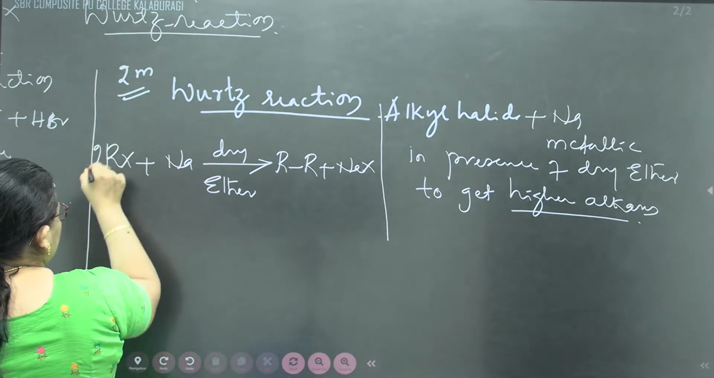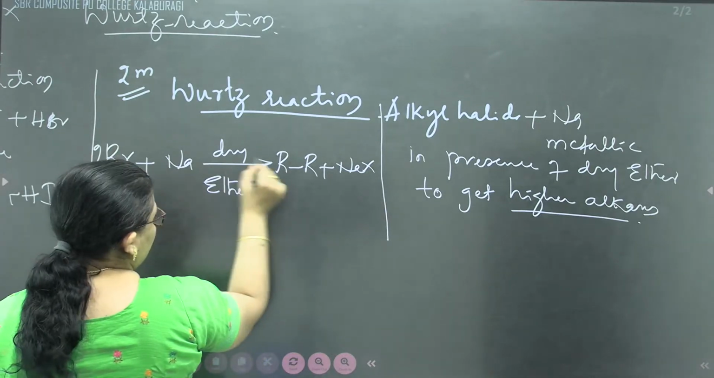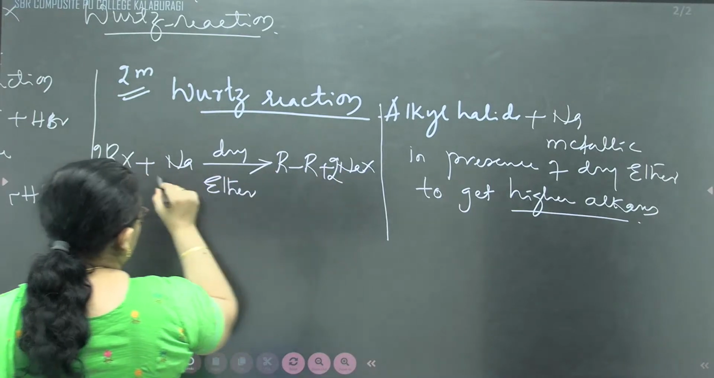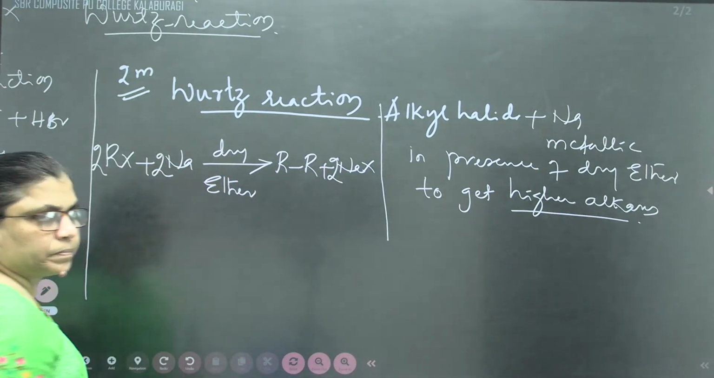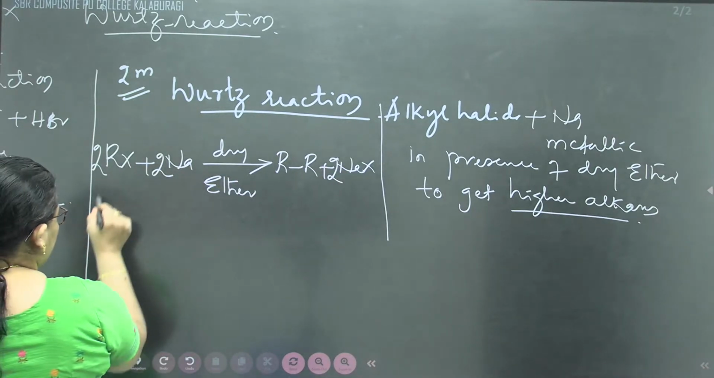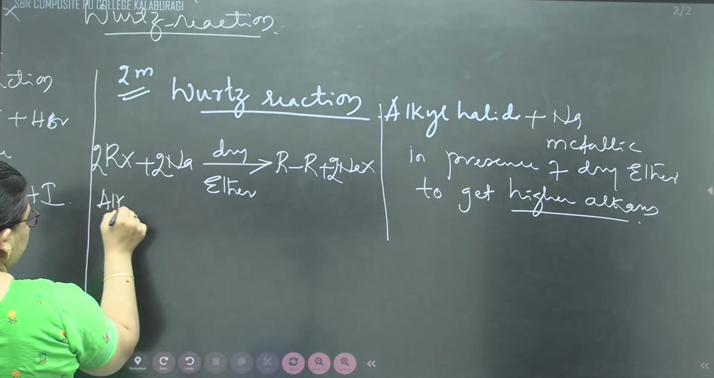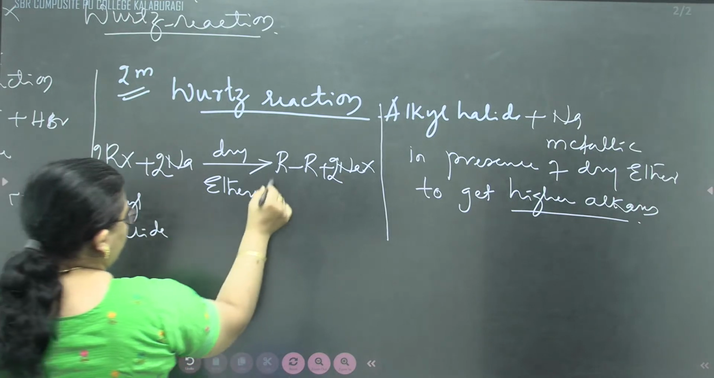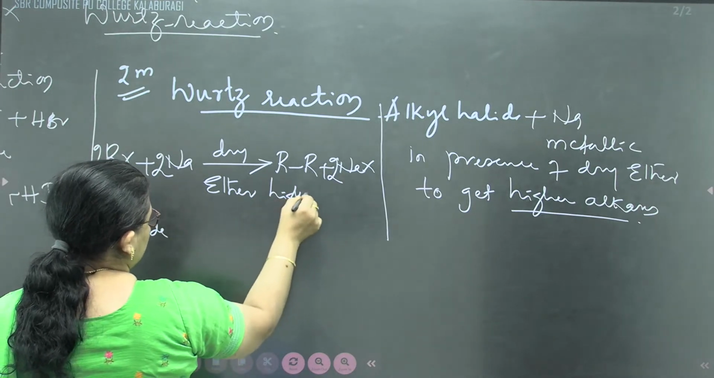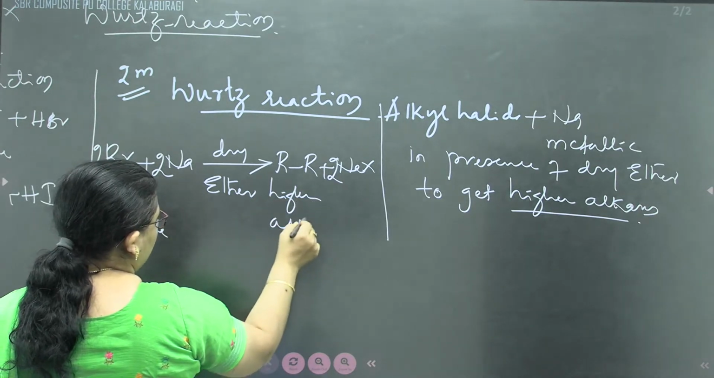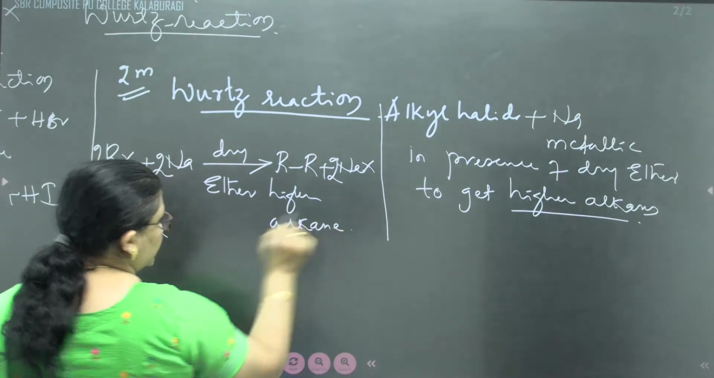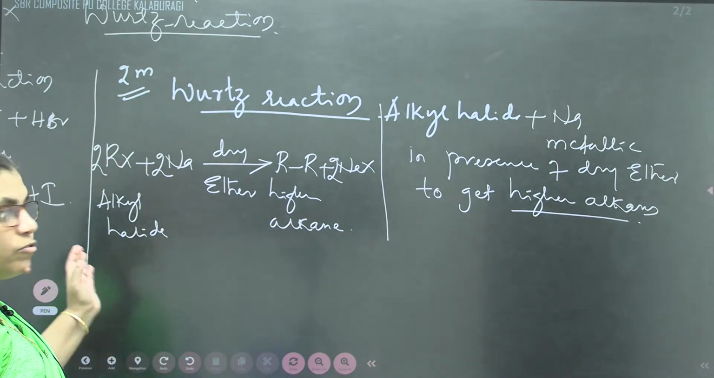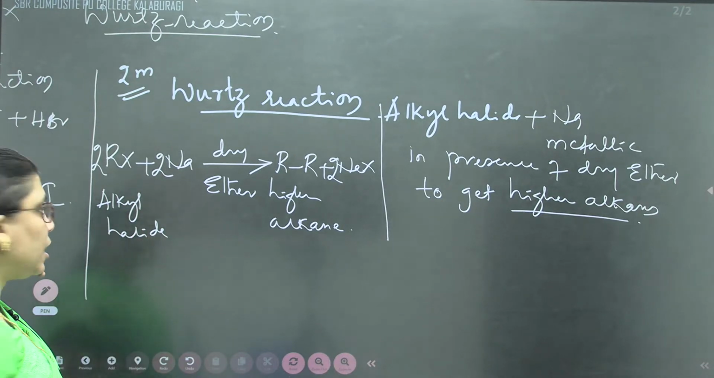While balancing this, I'll make it 2RX, 2Na, and 2NaX. The alkyl halide is converted to a higher alkane. It is a saturated hydrocarbon only, but it is converted into a higher alkane.